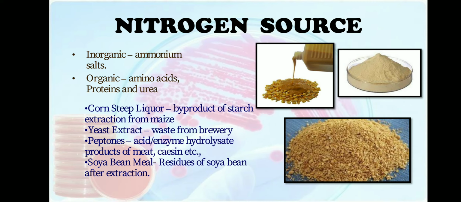Then we use peptones. Peptones are usually obtained from the acid or enzyme hydrolysis of products such as meat, casein, gelatin, keratin. So when we use enzymes or acids to hydrolyze meat, casein, or gelatin, we get peptones. So peptones can be used as the nitrogen source. Peptones are also used in laboratories as a nitrogen source to prepare synthetic media. Soya bean meal can also be used as a nitrogen source. Soya bean meal is the residue of soya beans after the extraction of oil.